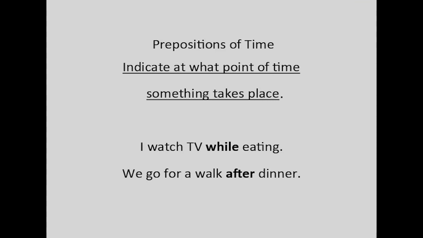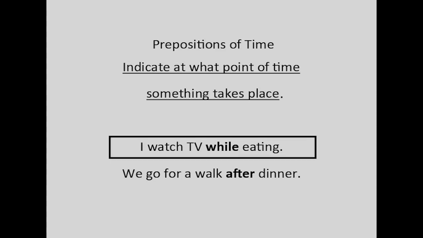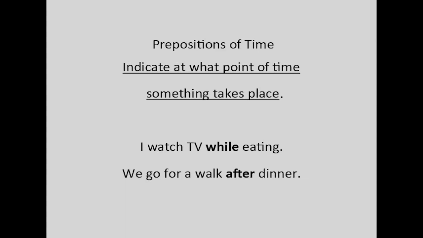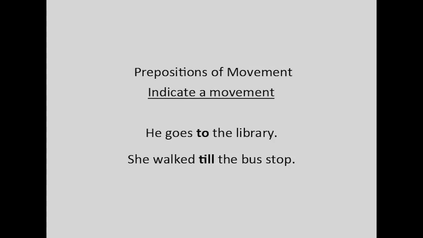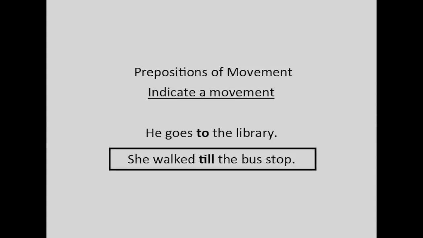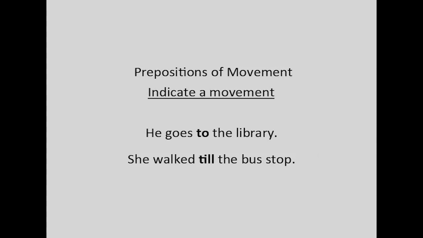Prepositions of time are those that indicate at what time something takes place. In the sentence, I watch TV while eating, or we go for a walk after dinner, the highlighted words are the prepositions that tell us when something happens. And as the name suggests, prepositions of movement are those that indicate a movement. In the sentences, he goes to the library, or she walked till the bus stop, the prepositions to and till imply a displacement.